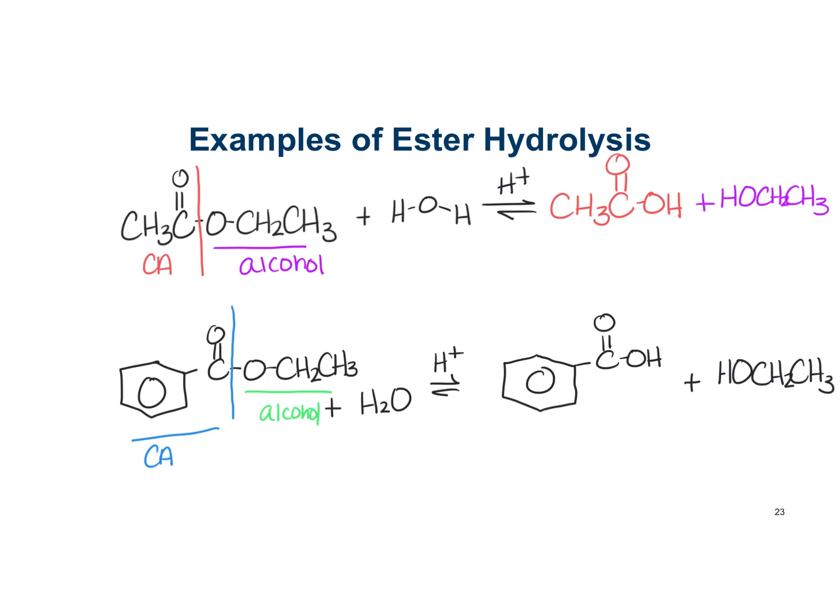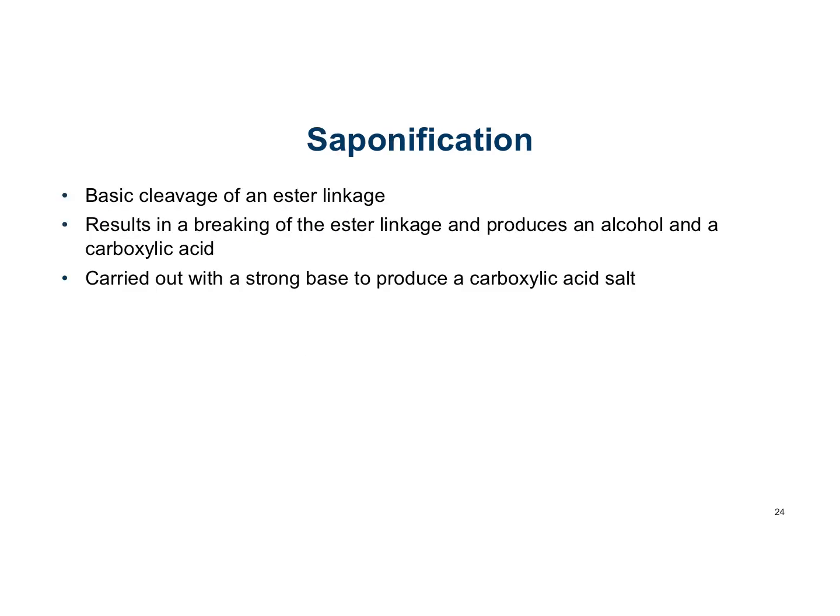Now, let's look at saponification. Saponification, like ester hydrolysis, results in the breaking of an ester linkage, and it's also going to produce an alcohol and carboxylic acid. However, unlike ester hydrolysis, saponification is done in solutions containing strong bases like potassium and sodium hydroxide. So the previous reaction we used an acid, and now we're going to use a base. We use a base because in this particular reaction, the carboxylic acid is then converted to a salt.